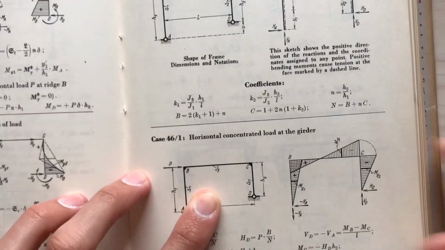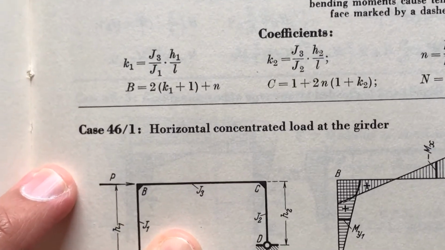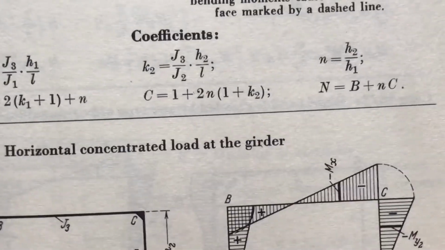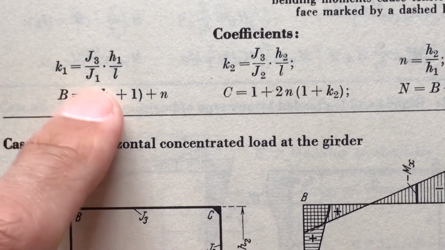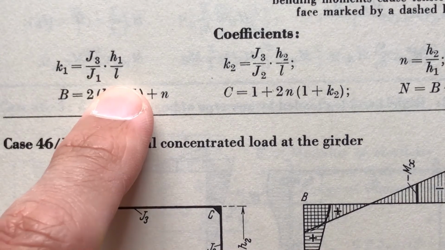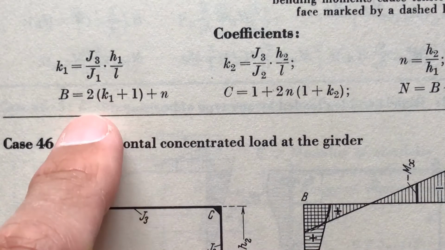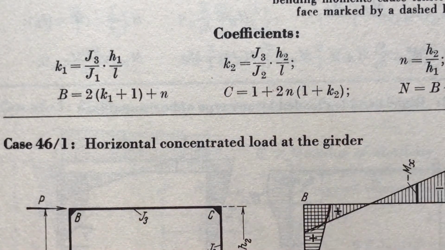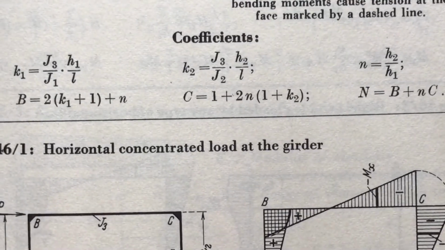Take a look down here at the bottom, these coefficients that I have to calculate. Look at these here. K sub 1 is the ratio of the moments of inertia times h sub 1 over L, for example. K sub 2 has a similar formula. Then there's little n, B, C, and big N. I have to calculate these coefficients.